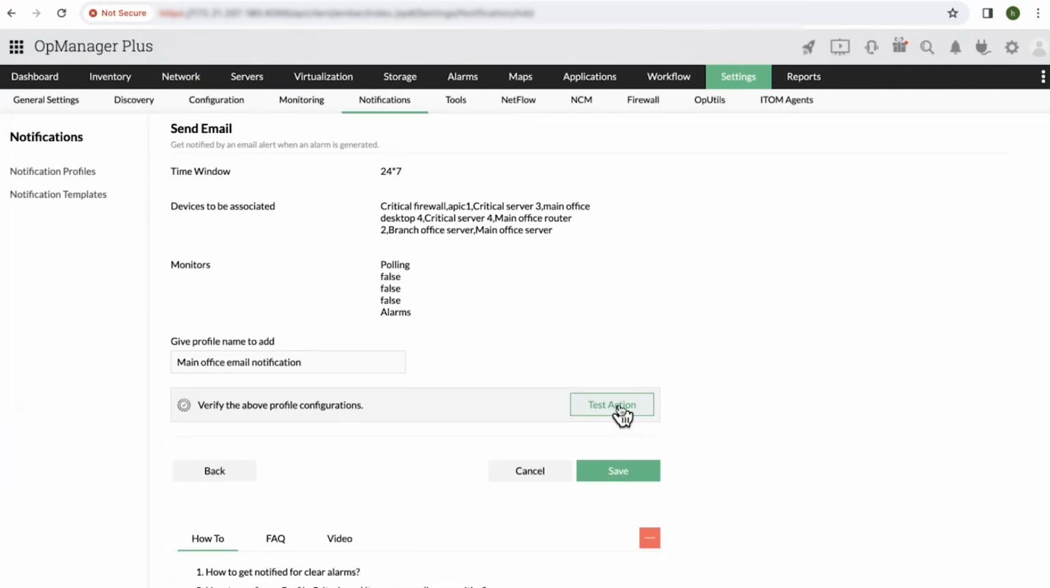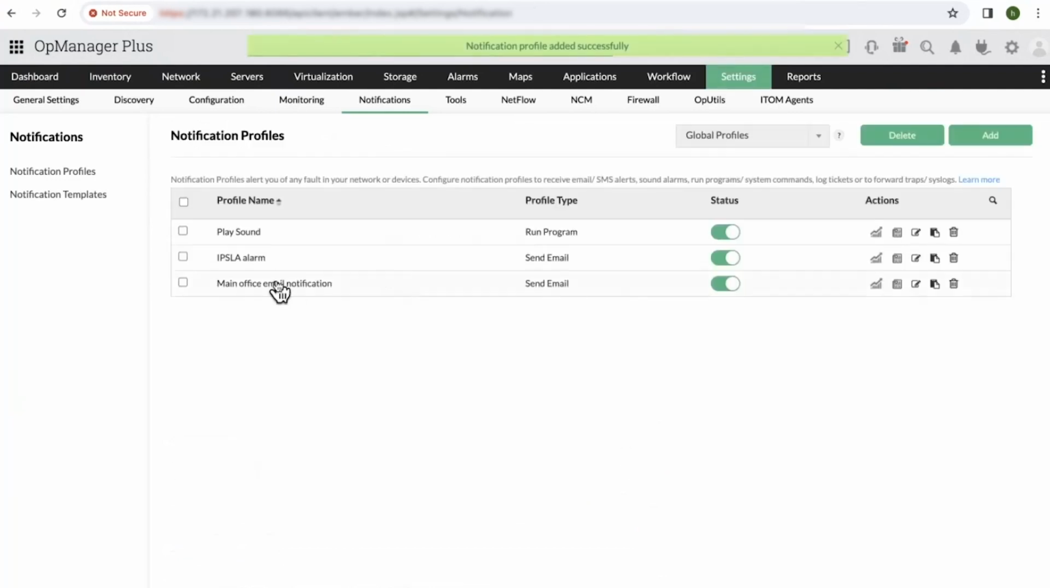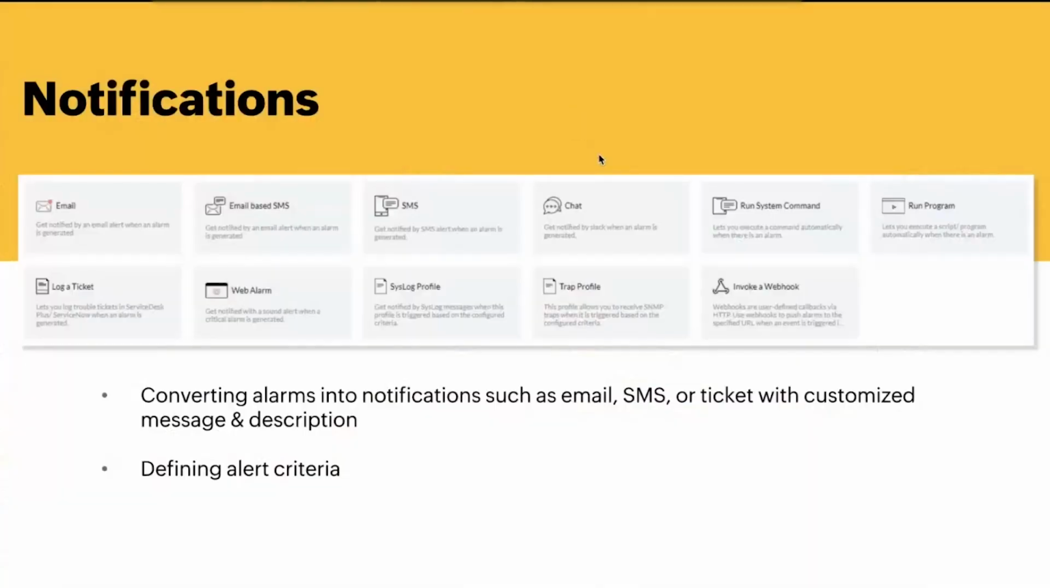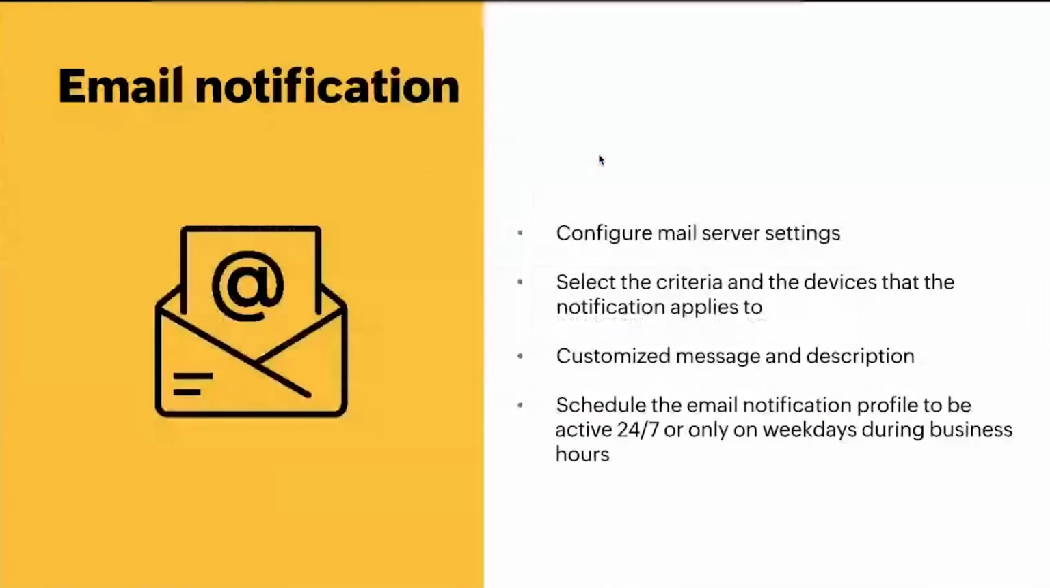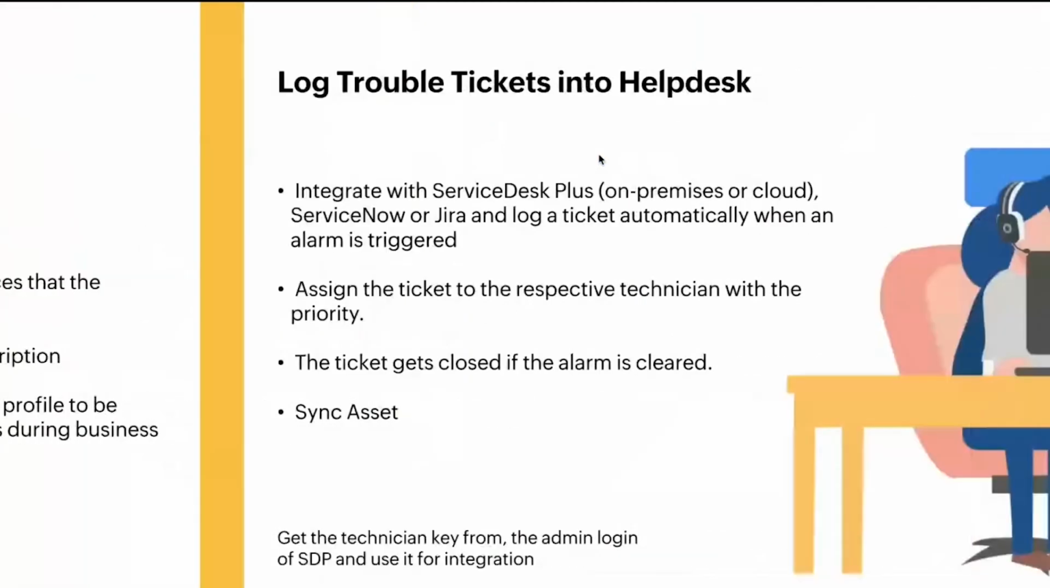You can choose to test the action here for a last time if you want, and click on save to add a new email notification to OpManager. So this is how we set up an email notification for OpManager.